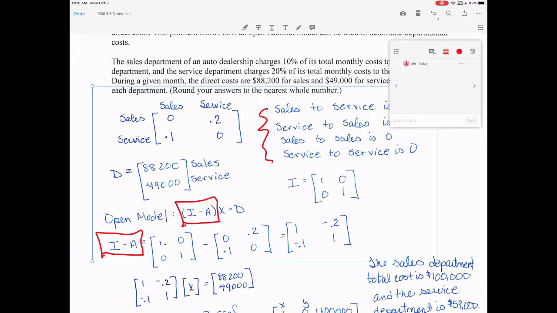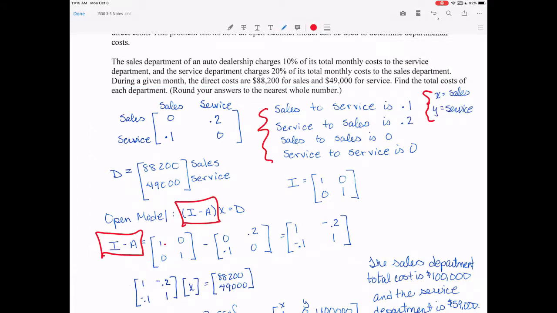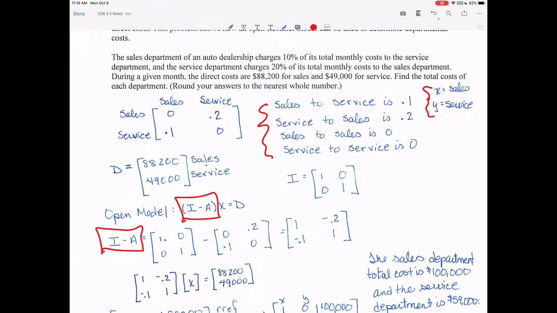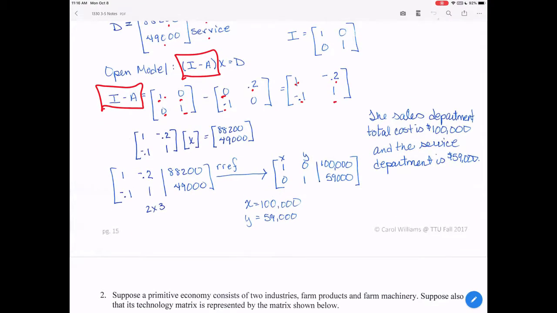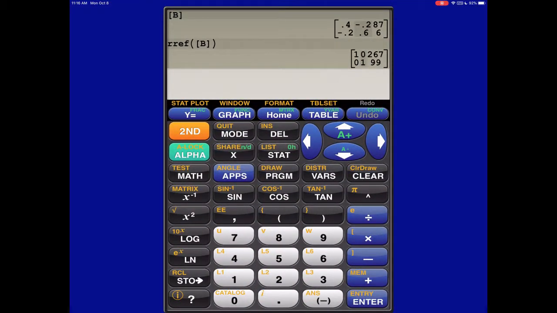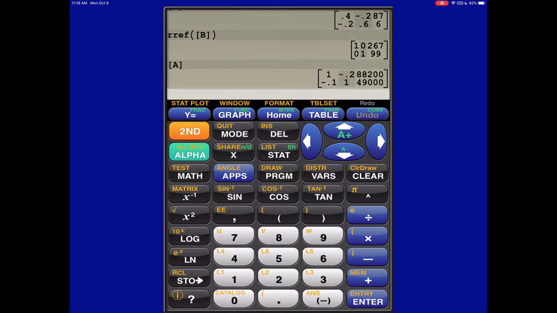So service to sales is 10%, sales to service is 20%. Okay? Then you need to find I minus A. So you get 1 minus 0 is 1, 0 minus 2 is negative, 0 minus 1 is negative, and 1 minus 0 is 1. Okay? Then you have that the D, so the sales department makes this much, or costs this much, and the service department costs this much. So then what you're going to enter into your calculator is this, and what you get back, and this is number 1, or A.